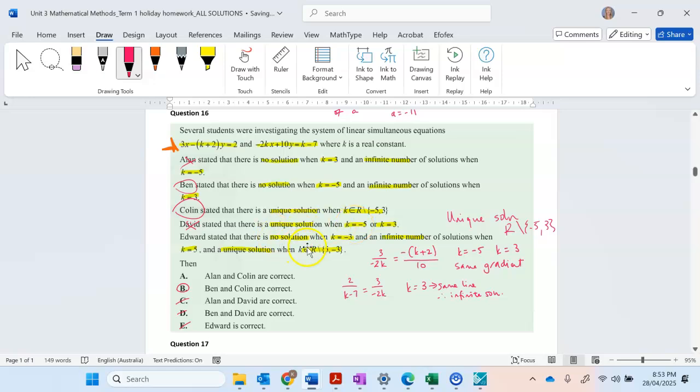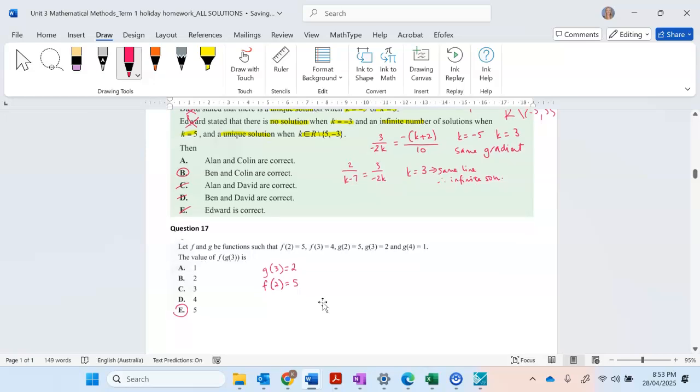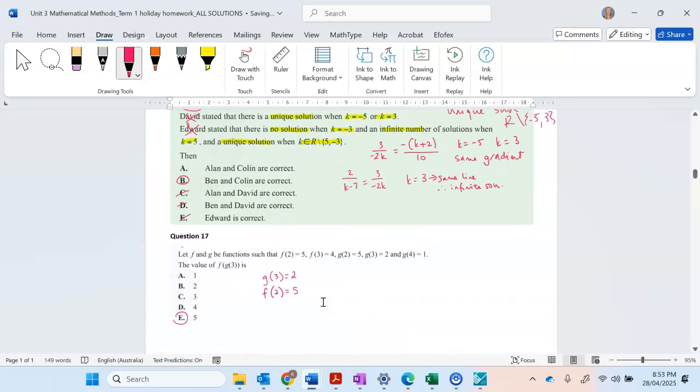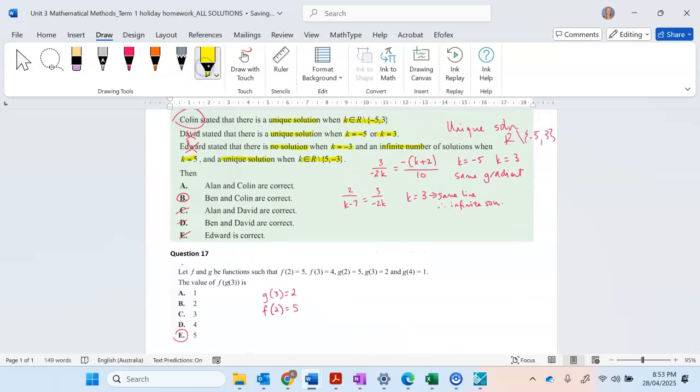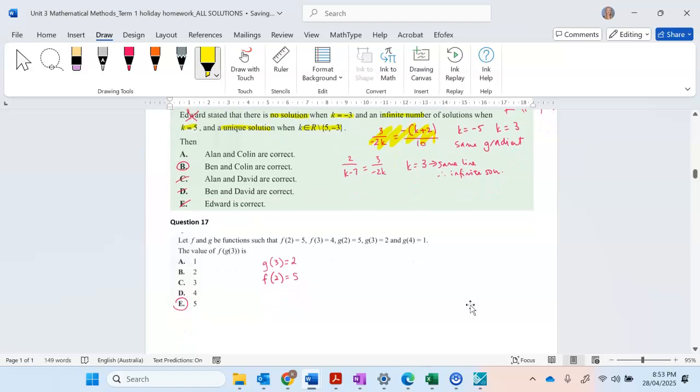And then Edward said there was no solution when k equals -3. There was no -3 situation there happening, Edward. So Ben and Colin are correct. That is why option B is your answer. All right, and just going back to this, you can put all this into your calculator to solve. I think I probably did because there's not much working out there.